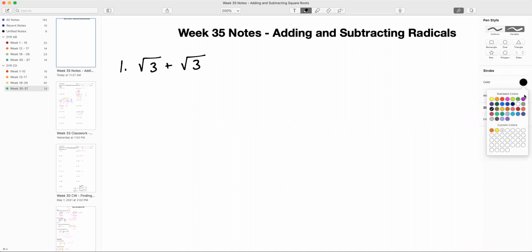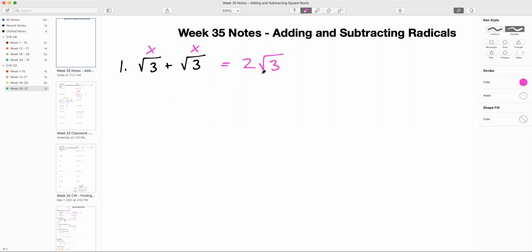Now, when you think about this, I want you to think about it like a variable and a variable. Root 3 is like an x, and this other root 3 is like another x. And when we add x plus x, what do we get? We get 2x. Now, this isn't actually x, and this isn't actually x, but it would be, right? So instead of the x, we're just going to replace it with a root 3. So 1 root 3 plus another root 3 equals 2 root 3s. So really there is an invisible one out in front here.